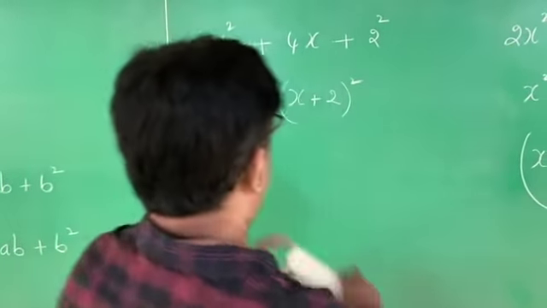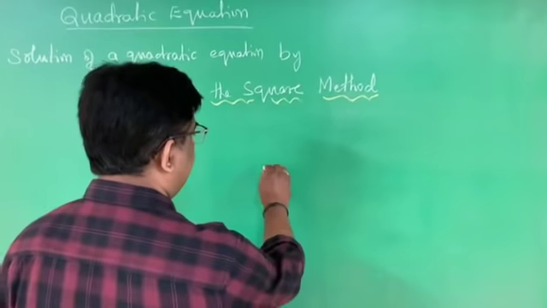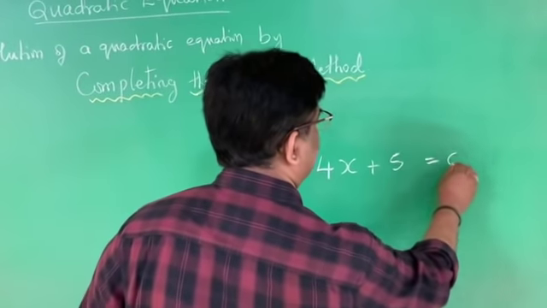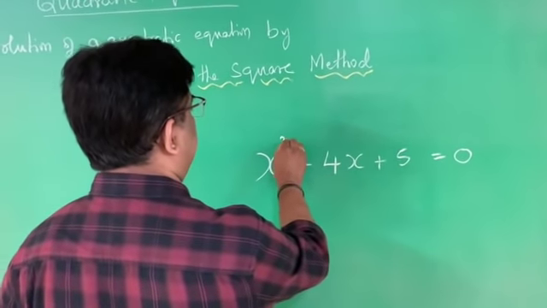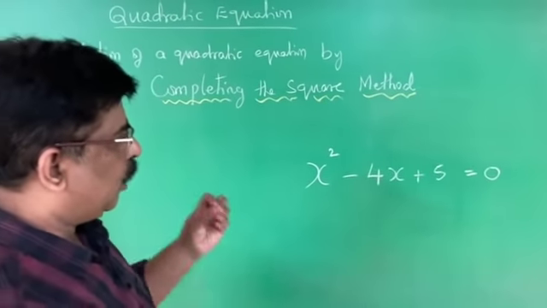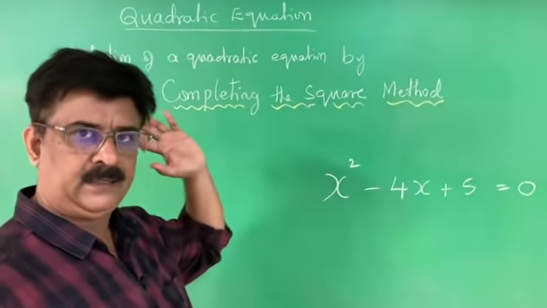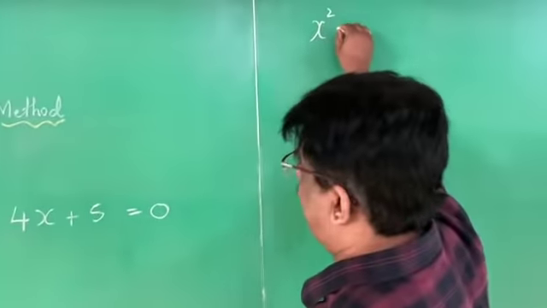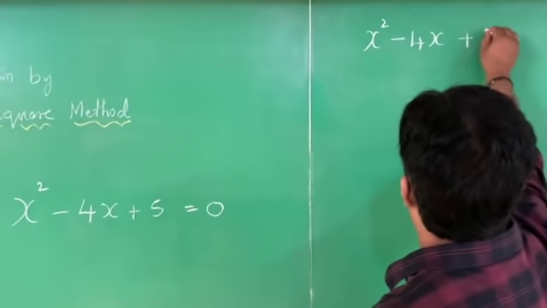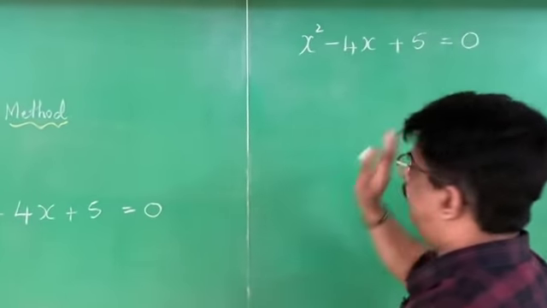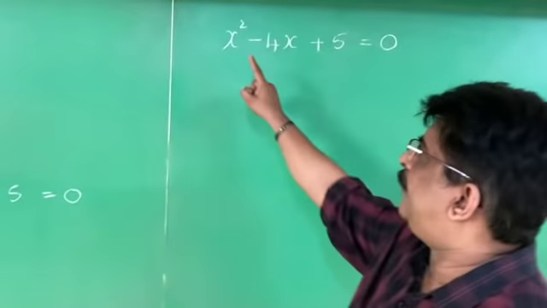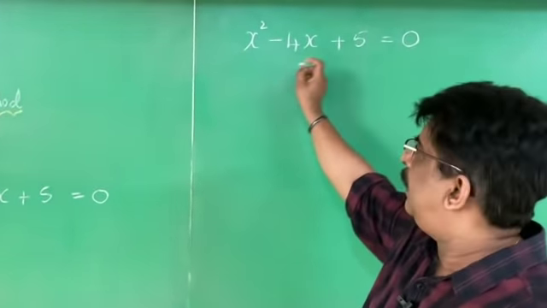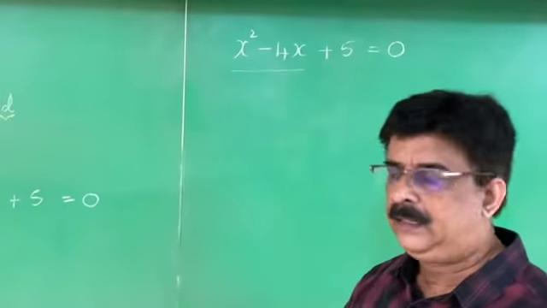Now I clarify this with an easier problem here. x square minus 4x plus 5 is equal to 0. Say this problem is in the standard form. I am going to solve this problem by the completing the square method, right? First I write the problem: x square minus 4x plus 5 is equal to 0. Simple, right? Now consider the first two terms, meaning the quadratic and the linear term. I consider these two.